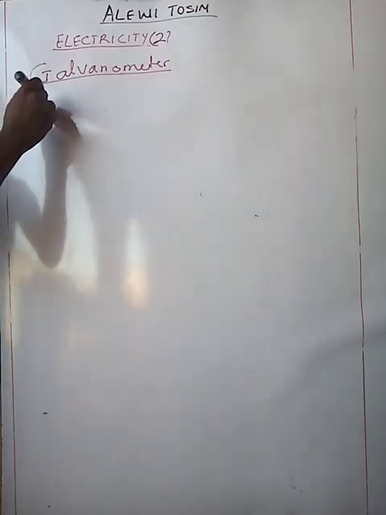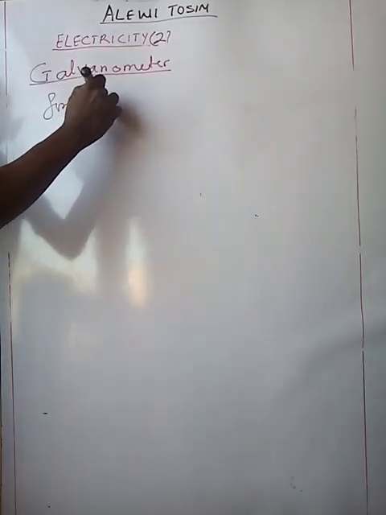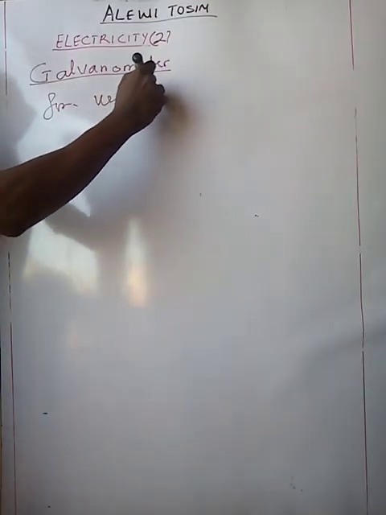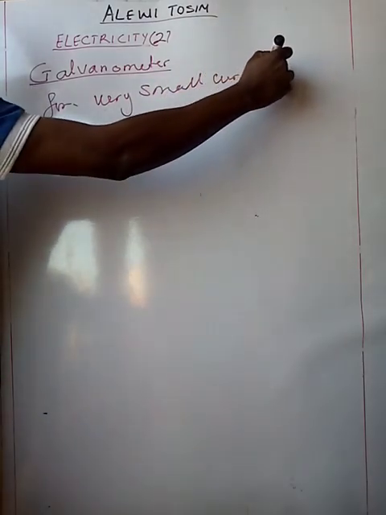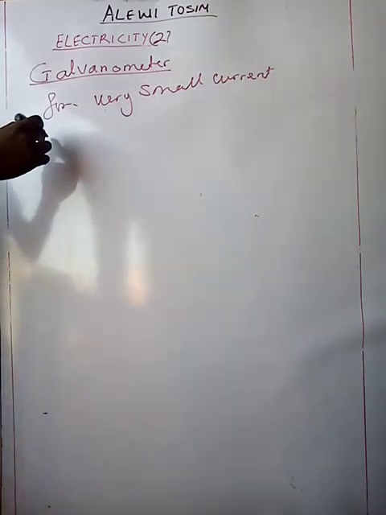What is galvanometer? Galvanometer is an instrument, a device used for measuring very small amounts of current. It's an instrument used for measuring what? For measuring very small current. That's what galvanometer is used for. And it measures in milliampere.